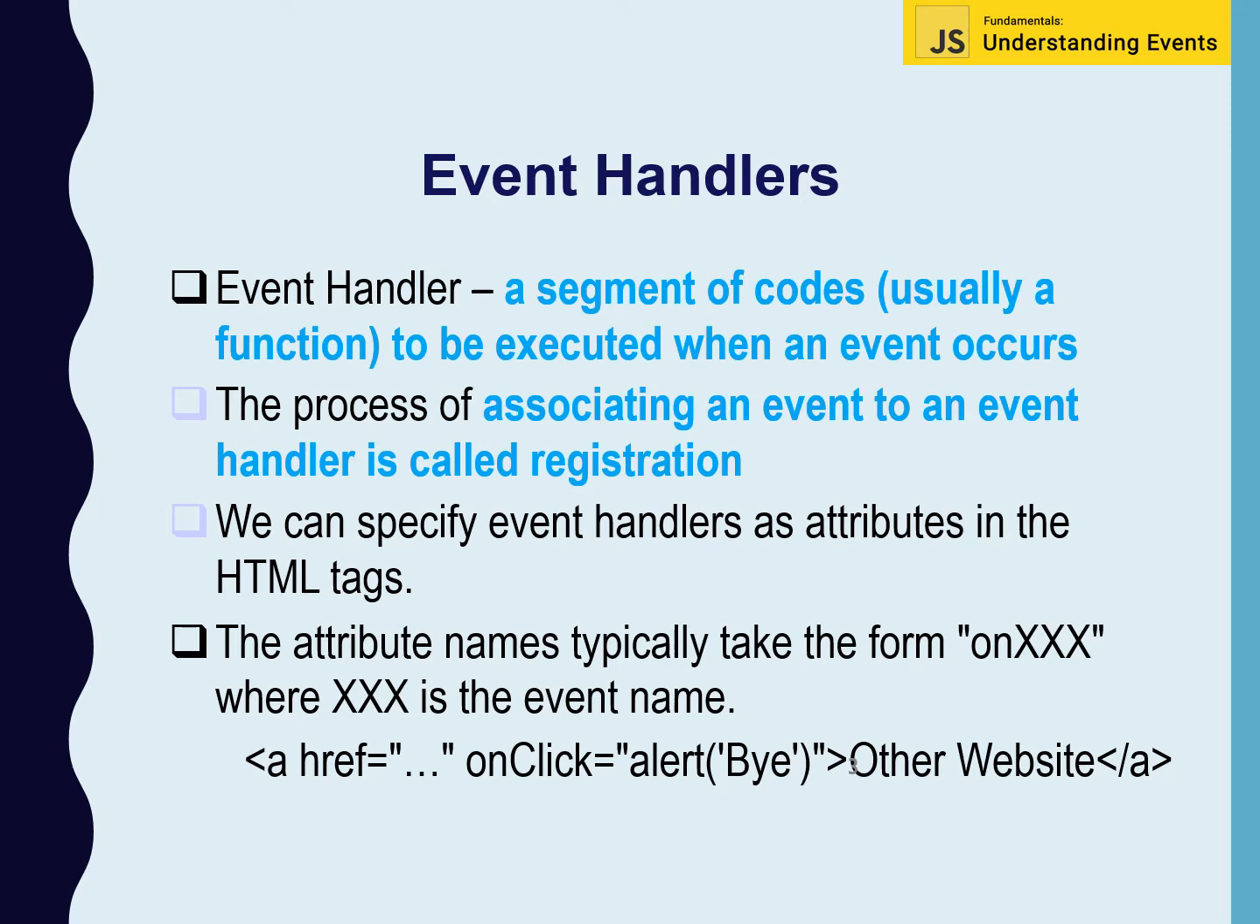Now we can see what an event handler is. An event handler is a segment of code, usually a function, to be executed when an event occurs. The process of associating an event with an event handler is called registration. We can specify event handlers as attributes in the HTML tags. The attribute names typically take the form onXXX. That is, normally the corresponding event handler names are in the format onload, onsubmit, onclick, likewise. That is why the onXXX format is given.